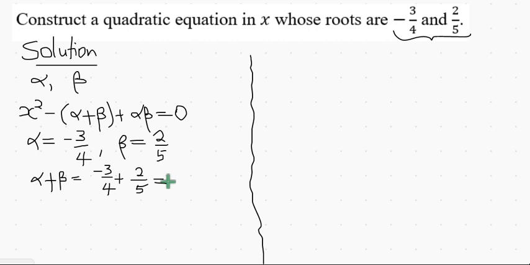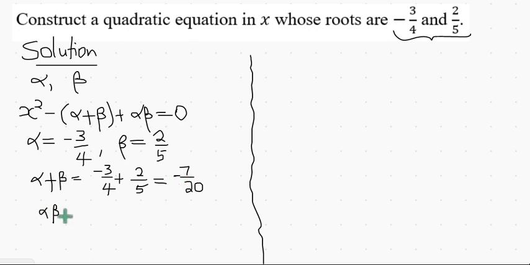Negative 3 by 4 plus 2 by 5, your answer should be equal to negative 7 by 20. So try and do this calculation, confirm that the answer here is actually correct.